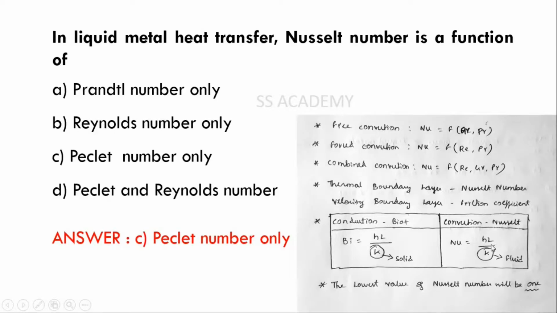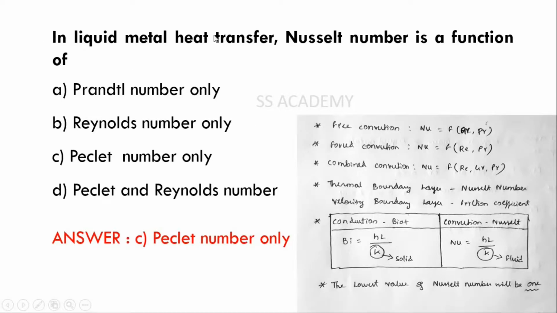if you see, the formula for Biot number and Nusselt number is the same, but what is the exact difference? Biot number is used for conduction analysis. The Nusselt number is used for convection analysis. Biot number equals hL by k, but here the k value is for solid, whereas in Nusselt number the k value is for fluid. And the important point is that the lowest possible value of the Nusselt number is equal to 1.